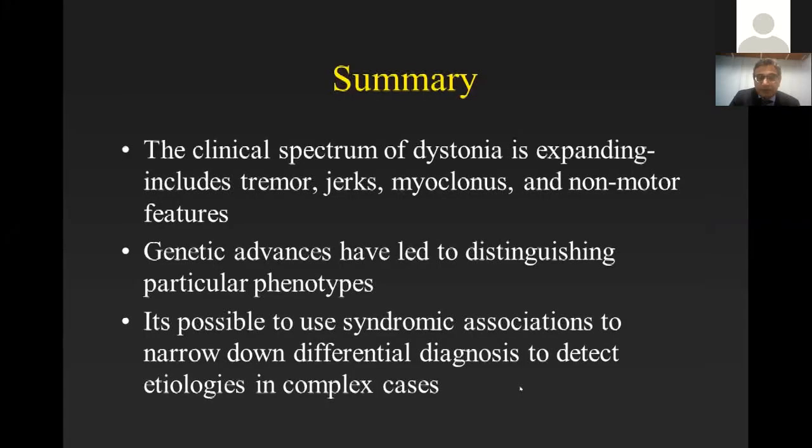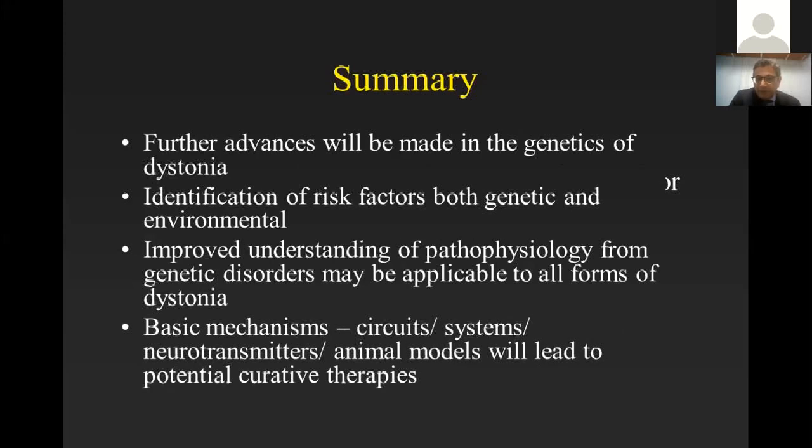So in summary, the clinical spectrum of dystonia is expanding. It includes tremor, jerks, myoclonus, non-motor features. There have been a number of genetic advances which have led us to distinguish particular phenotypes. It is possible to use syndromic associations so that you can narrow down the differential diagnosis and detect etiologies in complex cases. And there will be further advances. So we can't hide and say, well, I'm not going to follow this because there are too many genes and I don't know how to do this.